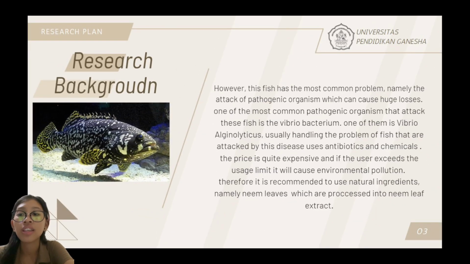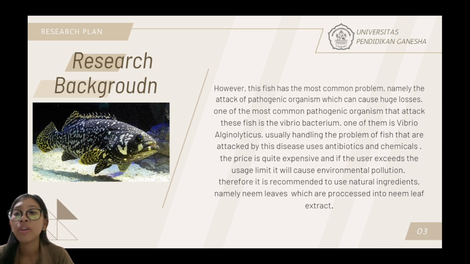The Cantang grouper is a type of hybrid grouper resulting from a cross between a female tiger grouper and a male Cantang grouper, which has a high economic value and marketing opportunities that cover the international level. However, this species has a common problem, namely the attack of pathogenic organisms, one of the most common being the Vibrio bacterium.